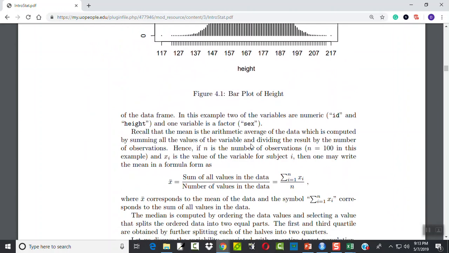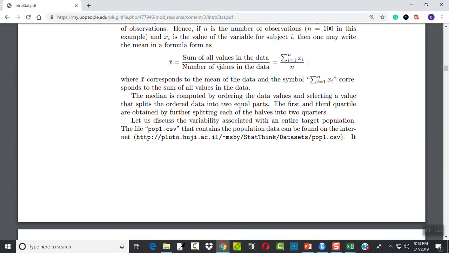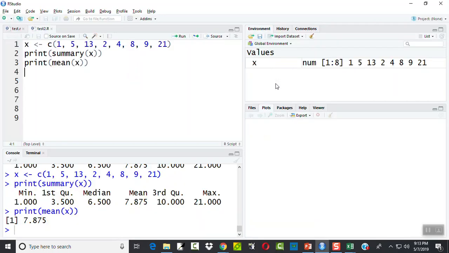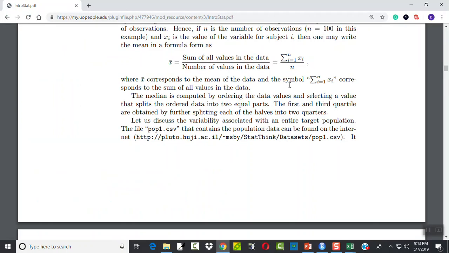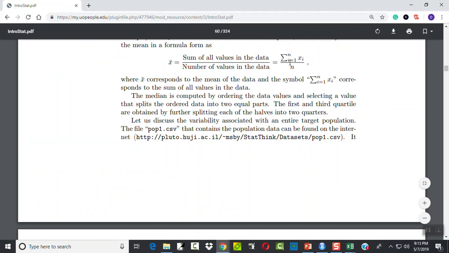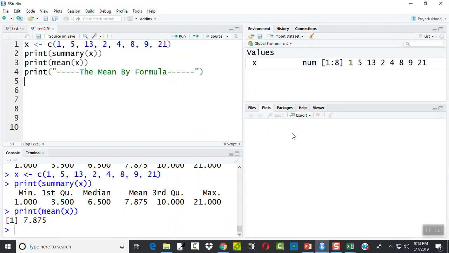It shows you a bar plot. Now here is the formula for the mean. I'm going to show how this is done, just so you see how you can calculate that. The mean by formula. This E looking thing here is a sum from 1 to n, so that's all of our data points. So this is adding our x values together. And then we're dividing by n, our count.